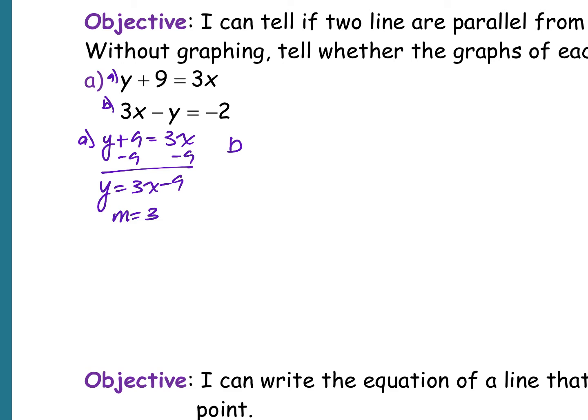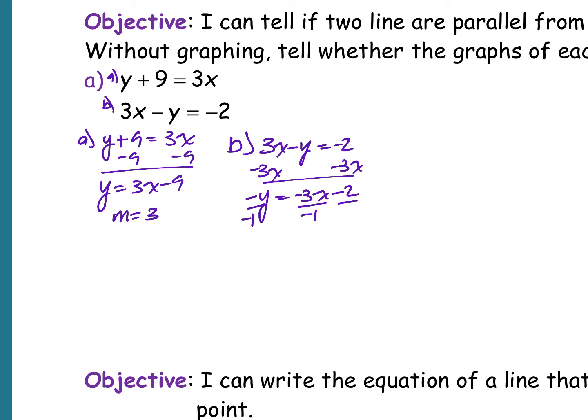And then B is 3x minus y equals -2. So what am I going to do first? Minus 3x from both sides. I get -y equals -3x minus 2. And then divide by -1. So y equals 3x plus 2. What's my slope? 3.